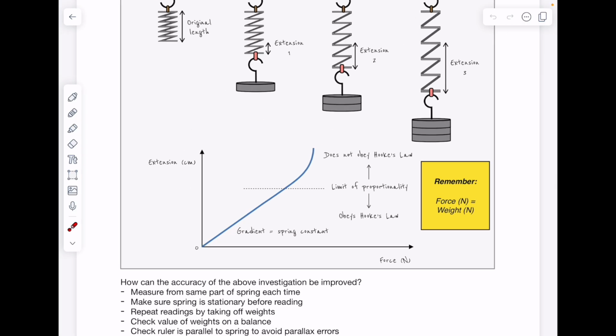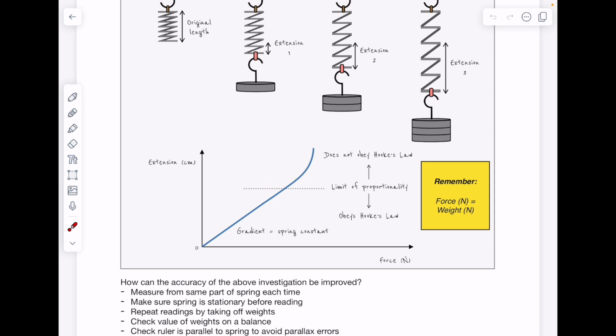You'll often be asked to plot this graph of extension versus the force. And in this portion of the graph, we say that the graph is directly proportional, and that's because it passes through the origin and it's a straight line. And what happens here is that Hooke's law is being obeyed because the extension of the spring is directly proportional to the force applied.